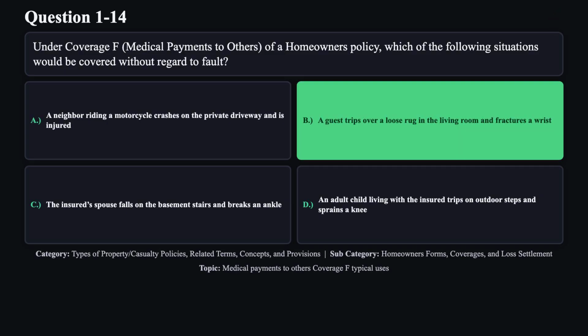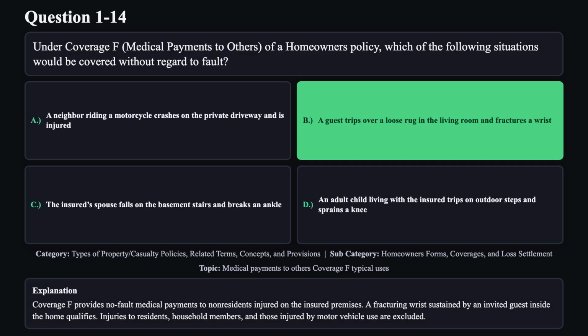The correct answer is B. Coverage F provides no-fault medical payments to non-residents injured on the insured premises. A fractured wrist sustained by an invited guest inside the home qualifies. Injuries to residents, household members, and those injured by motor vehicle use are excluded.